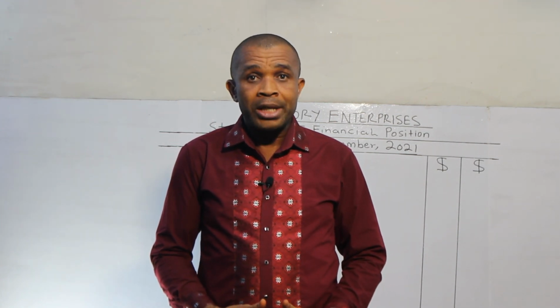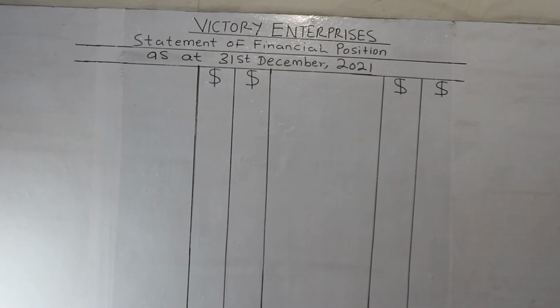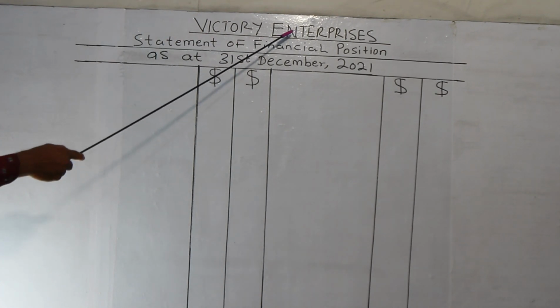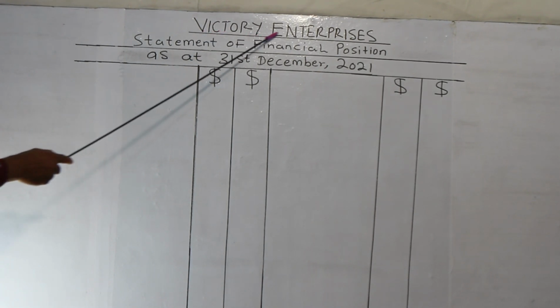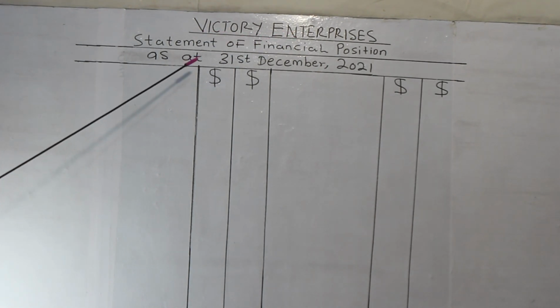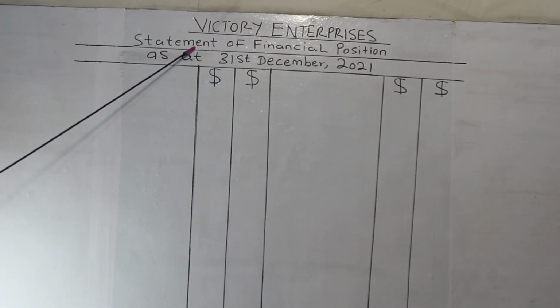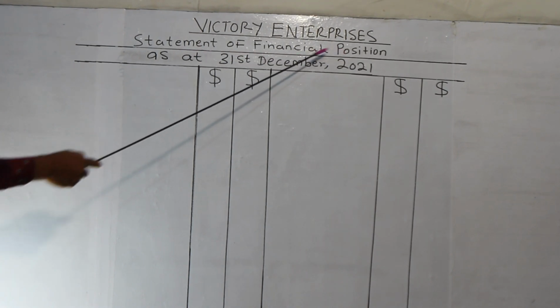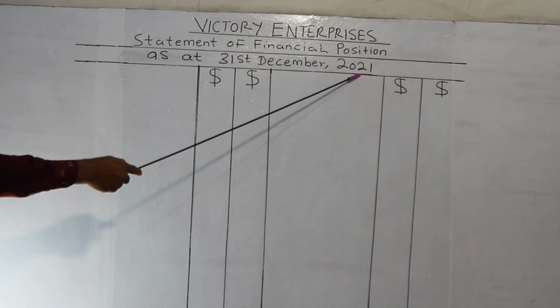Let us see the ruling of the statement of financial position. The first thing in the ruling of the statement of financial position is to show the name of the owner of the business, that is entity concept, which is Victory Enterprises. Then what are we preparing? We are preparing for Victory Enterprises a statement of financial position as at 31st December 2021.